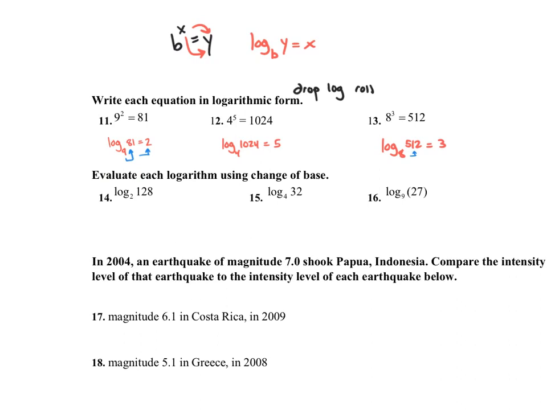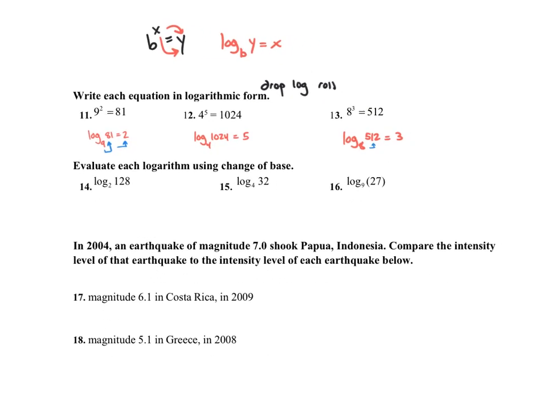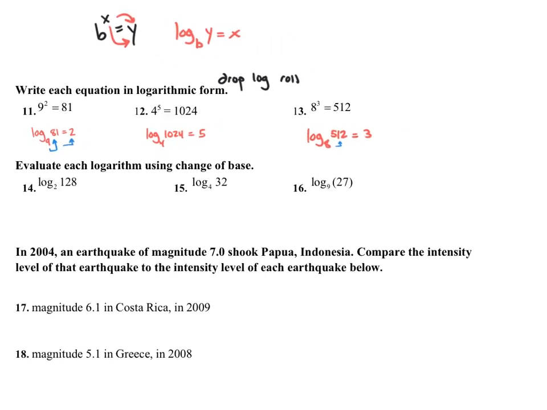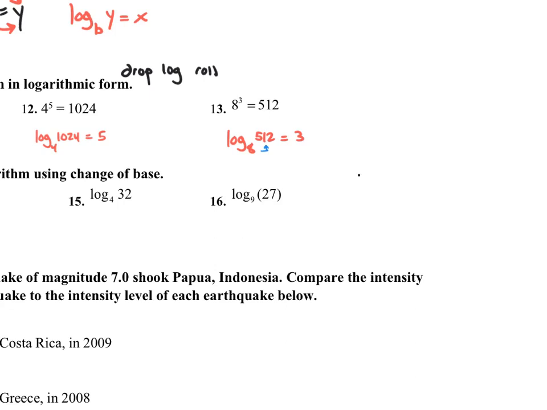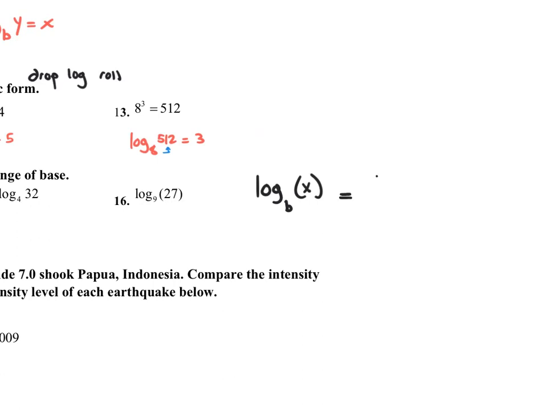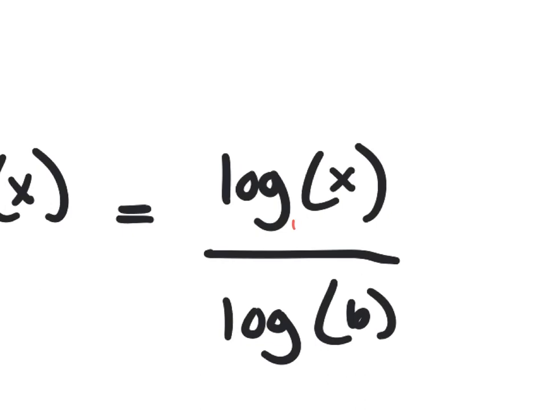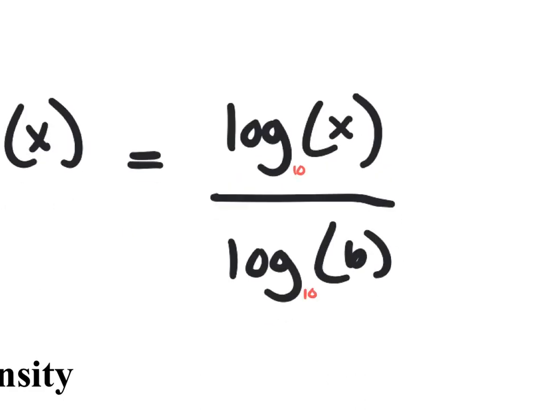So evaluate each logarithm using change of base. Now the change of base formula was this. If we had log of some base of x, the change of base formula was doing log of x divided by log of the base, where we're now using the base of the invisible 10.